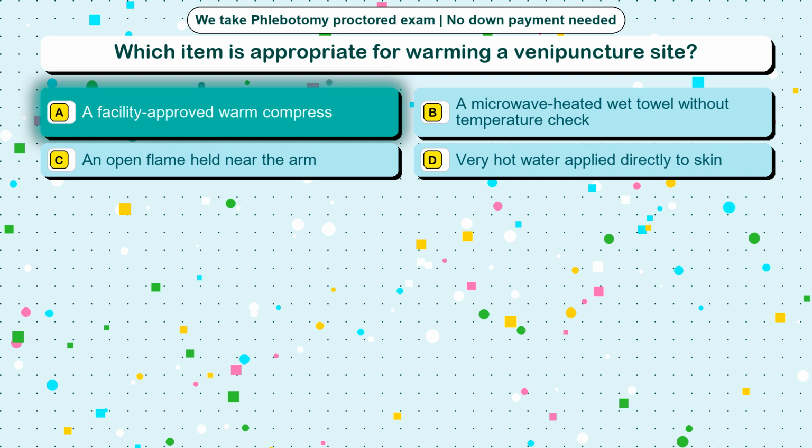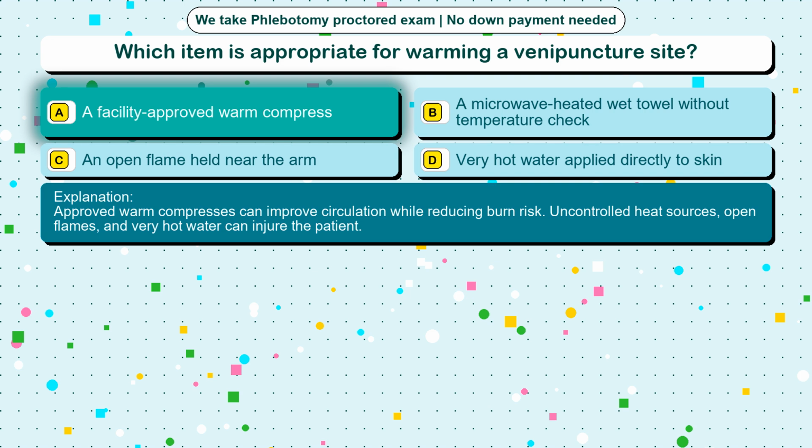A facility-approved warm compress. Approved warm compresses can improve circulation while reducing burn risk. Uncontrolled heat sources, open flames, and very hot water can injure the patient.